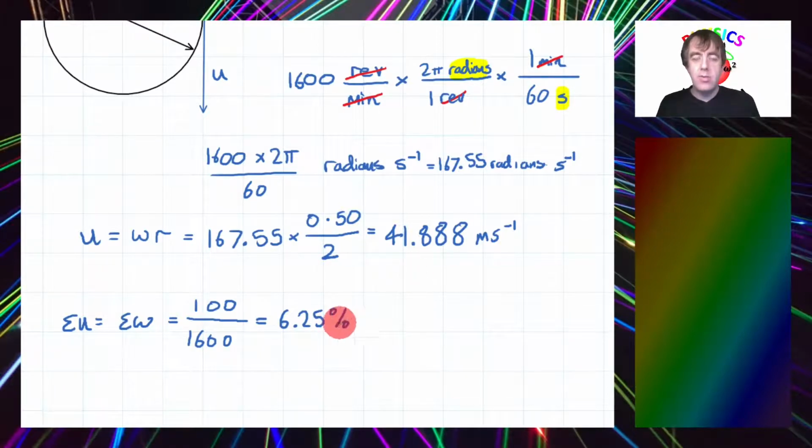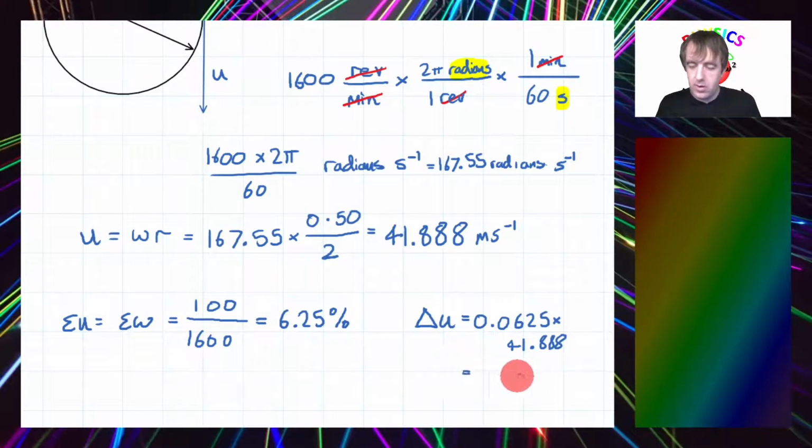Now that's the relative error or percentage error in omega, which is also the percentage error or relative error in U. So the absolute error in U is equal to the percentage error, which this time I'll write as a decimal, 0.0625, multiplied by the mean value, which was 41.888 meters per second. And that would equal, and we've got it written here, 2.618 meters per second. And that's the absolute uncertainty.